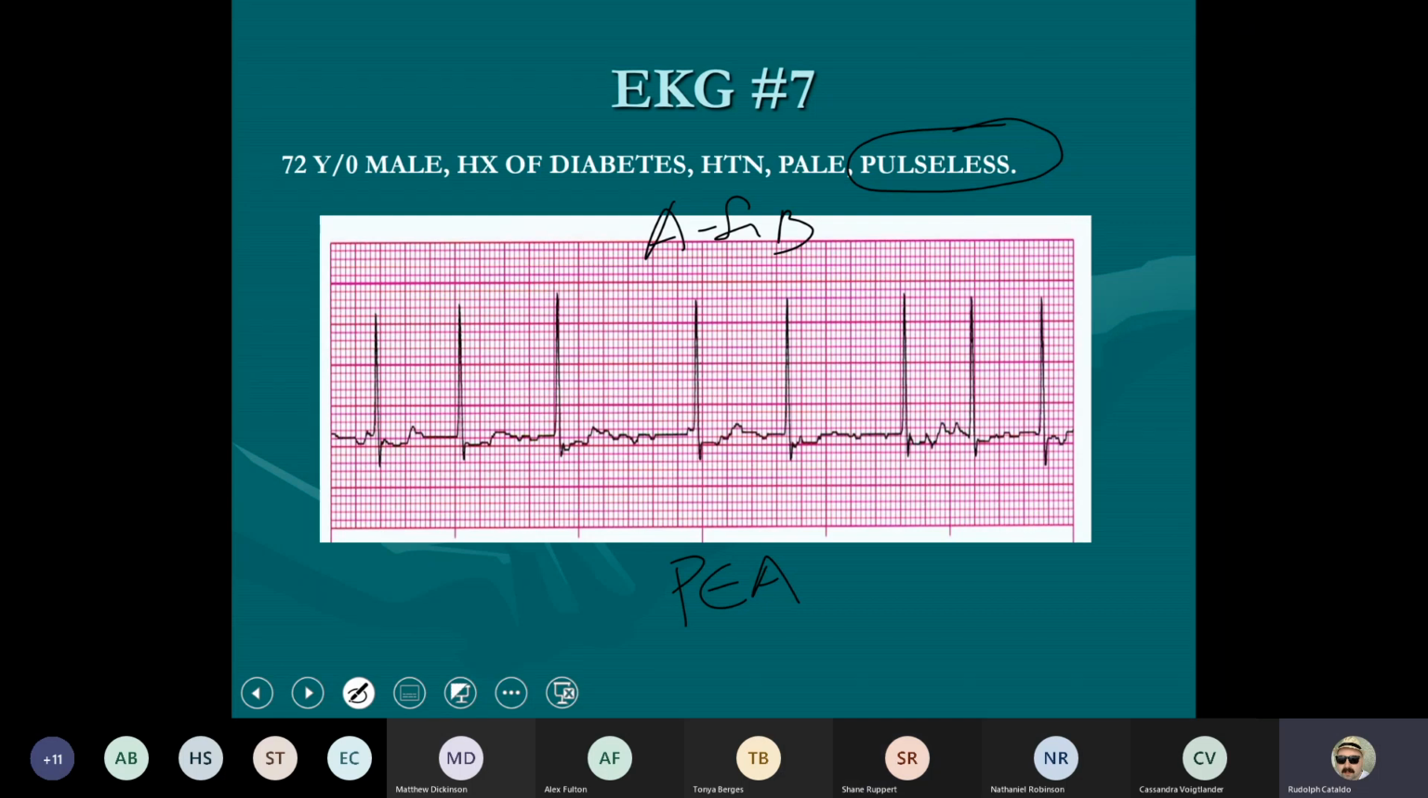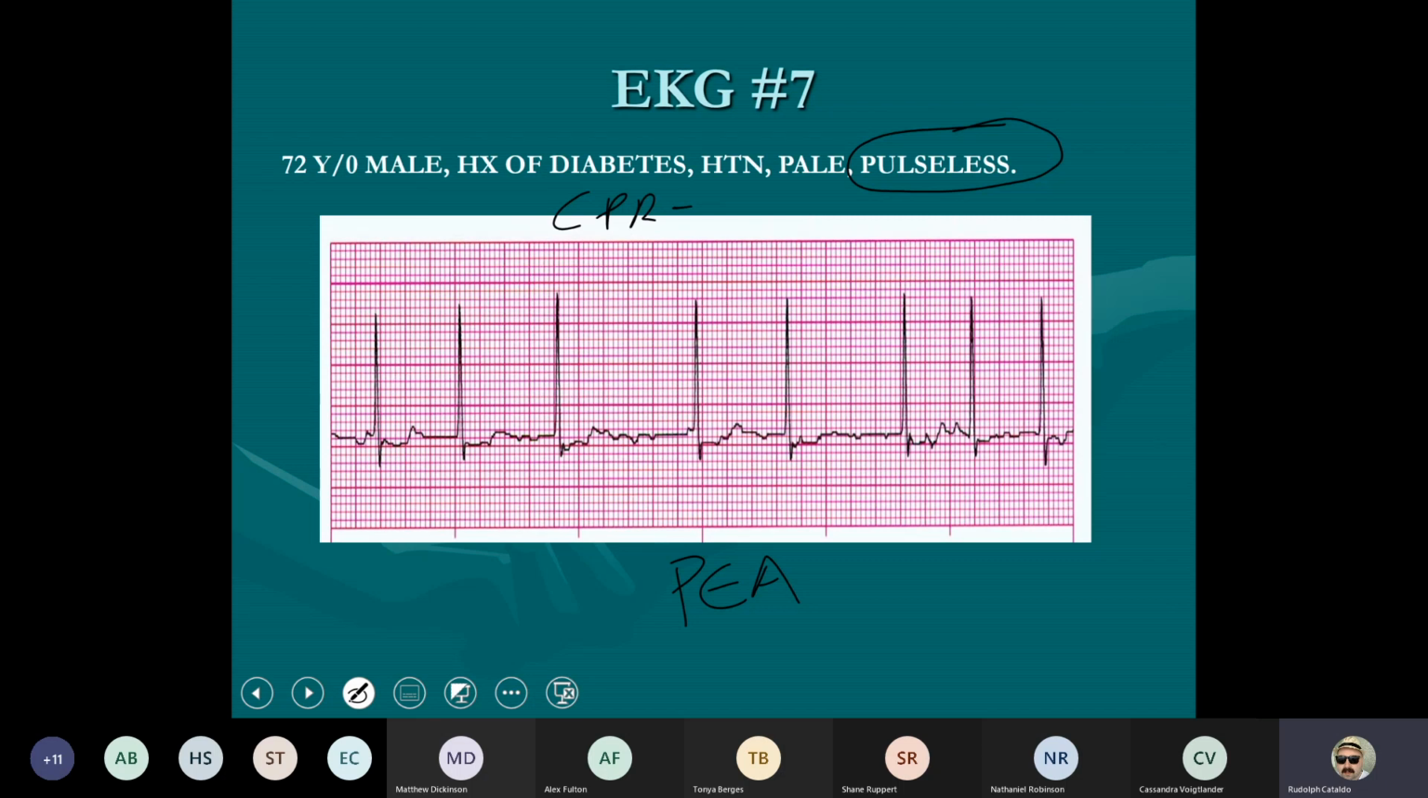All right, so let's go back to PEA for a second. How do I treat PEA? CPR. Okay. CPR is initiated. Now what? Get the patches on. Okay. Now what? Do your 2 rounds, shock if indicated. Okay. But can you shock PEA? No. So I agree with putting patches on.